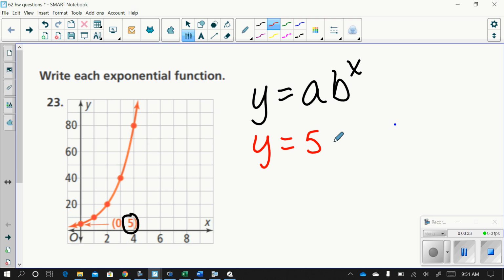B is our constant ratio. So it says, how do I get from one spot to the other? Well, I'm looking here. I'm at 20 and I go to 40. How do I get from 20 to 40? Times 2. And here is 40, we go up to 80. Again, times 2. And you can look here, 10 to 20 times 2, 5 to 10 times 2. So it's looking like b is just 2. So y equals 5 times 2 to the x. And that is your answer for 23.